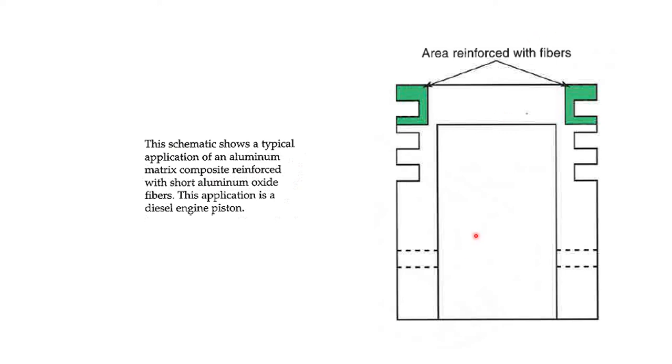And then this is a diagram from your textbook showing you an area reinforced with fibers, a typical application of aluminum matrix composite. So the metal that we use for the matrix is aluminum, and this one is reinforced with short aluminum oxide fibers, and the application is in your diesel engine piston, to make it stronger. So here you can see our matrix is your aluminum matrix, and then your reinforcement, your R. In this case, we're using short fibers, your whiskers, and that is your aluminum oxide.